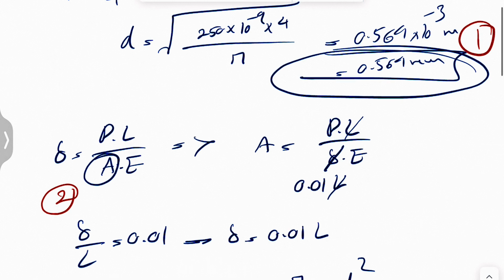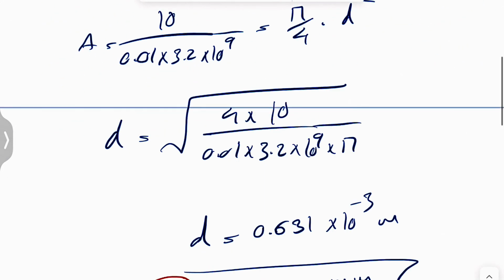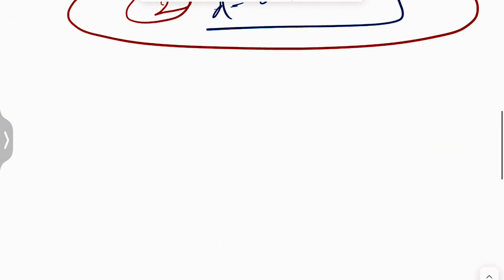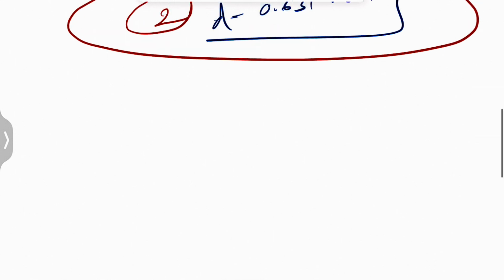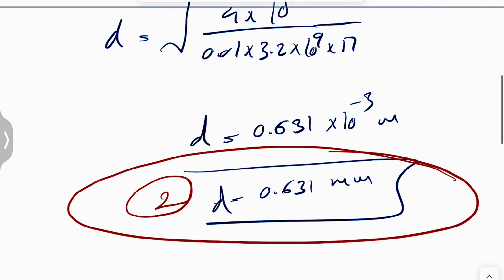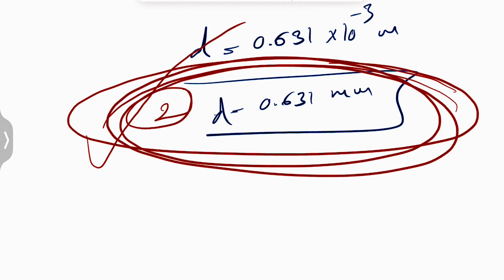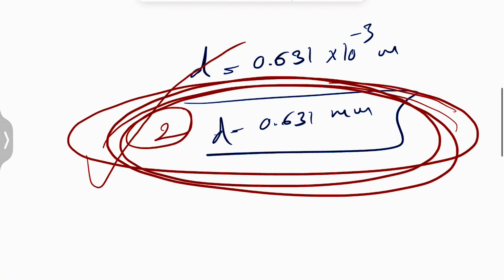We got from the previous part 0.564 and we have 0.631, and the final answer here would be the larger value, because we have a thread. The larger the diameter we have, the safer our system will be. If we just go with the smaller one, that's only going to fulfill the stress criterion and not the deformation criterion that we have. So the final answer for this question would be 0.631 millimeter.